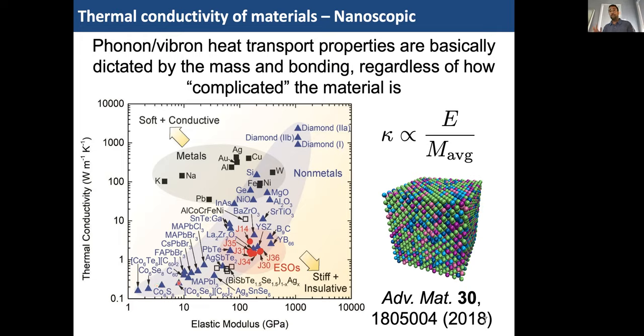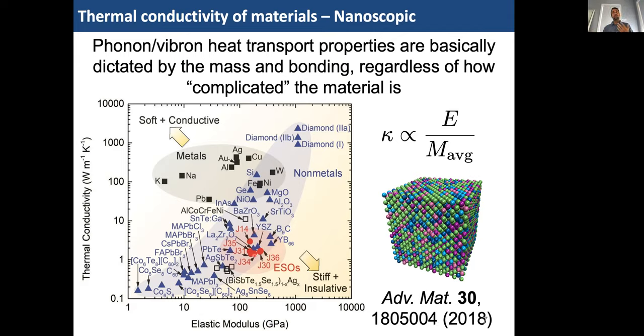So now how would you manipulate the thermal conductivity of materials? Let's say you have a stiff material, but you want to drive down the thermal conductivity. Well, we saw in the last slide, one way that you can do it is by introducing defects, introducing interfaces. This is this concept of having a multi-principal element alloy or high entropy alloy, where you could have a lot of different types of atoms in a single crystal. And now you don't sacrifice the mechanical properties as much, but you can drive down the thermal conductivity.